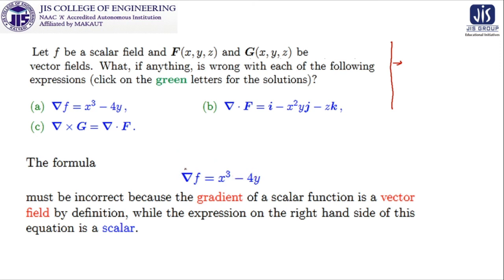Now look at this. What is f? f is a scalar field. But del is a vector operator, and you know that this is nothing but the gradient. So it has to be incorrect, because the gradient of a scalar function is a vector field. But what we get as the result is a scalar quantity. It is not possible. Look at this, it is a very simple, logical problem. If your concept is clear, then you can go for the answers properly.